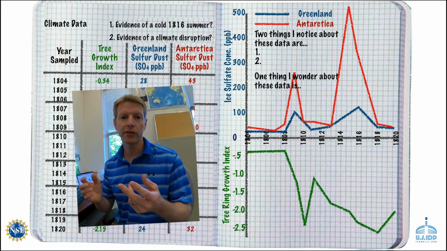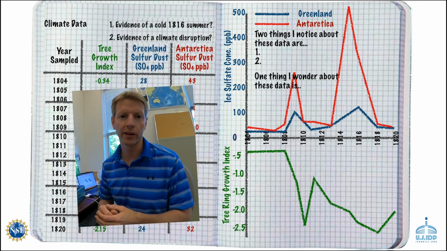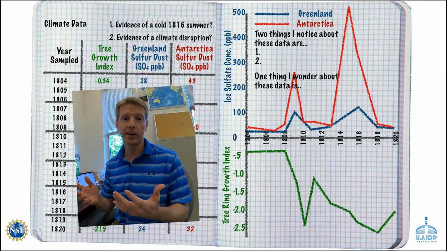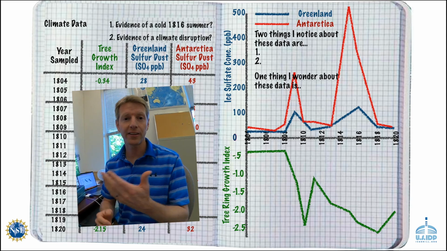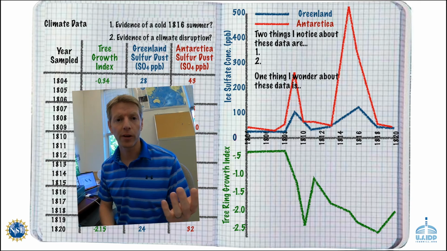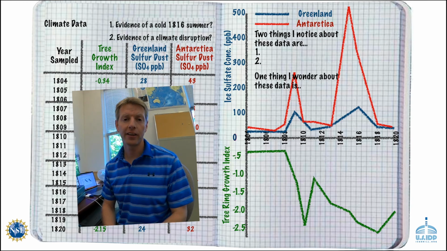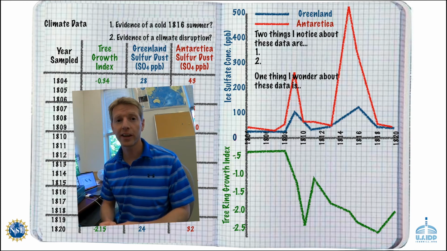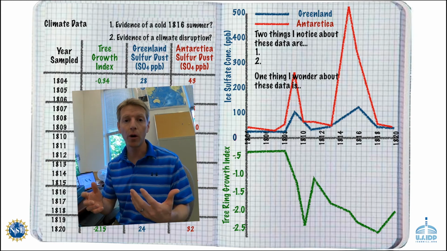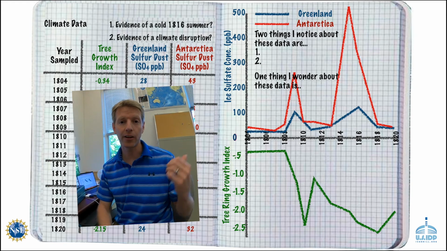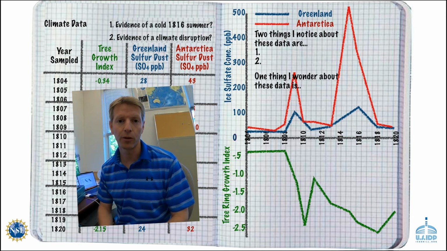So if we think about those 2 questions that we started this episode with, first of all, it does look like we can see clear evidence in the ice core record for an unusually cool summer, not just in 1816, but going all the way back to 1809. And then in terms of climate disruptions, it looks like we can see evidence of 2 volcanic eruptions that are seen in both ice cores in Greenland and all the way down in Antarctica at the South Pole.